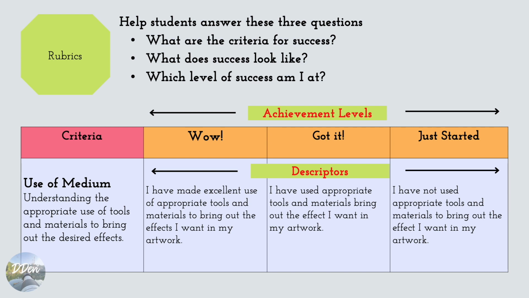Rubrics are another important way of making success criteria explicit for students. There are 3 components in a rubric: criteria, achievement levels, and descriptors. Together, they help students to understand what success looks like. With the use of exemplars for comparison, students can also find out how near or far away from the learning intentions they are.